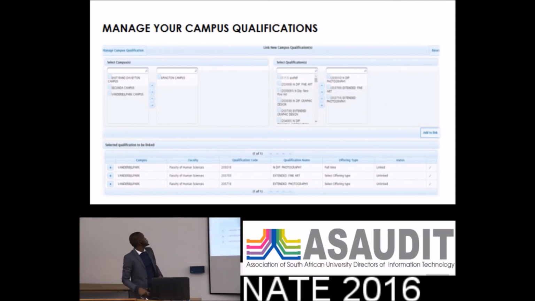As well, you can manage your campuses and your qualifications. You can decide we have this qualification at this campus and that qualification at a different campus. Let's say we're offering engineering full-time at this campus and engineering part-time on a different campus. So you can do all those dynamics.